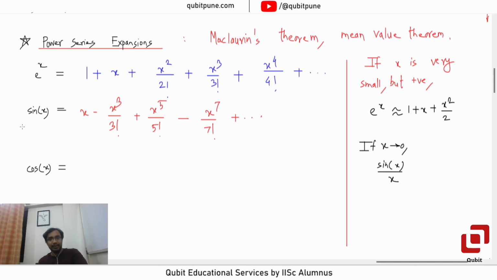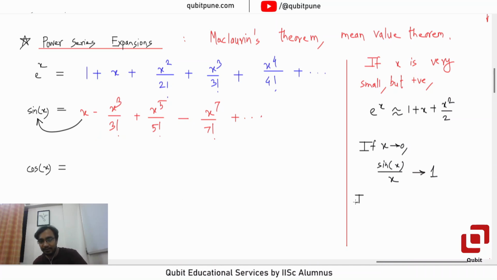If we divide both sides by x, this tends to 0, or this becomes 1. If we shift x to the denominator, dividing both sides by x, then we can see clearly that sin x upon x becomes 1 minus x squared by 3 factorial plus x raised to 4 by 5 factorial and so on. Now if we take the limit, we know what to do on the right side. On the right side everything is 0 except this one, and hence that limit.